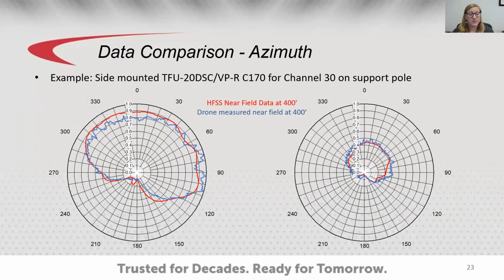These are the Azimuth patterns for the 20-layer example on the previous slide. Notice in both the horizontal and vertical polarizations, the support pole the antenna is mounted to has far less of an effect on the Azimuth pattern than the tower did in the previous example.